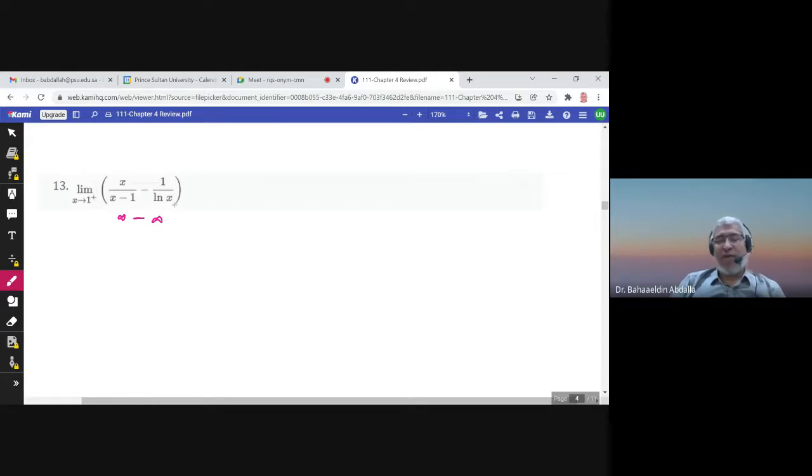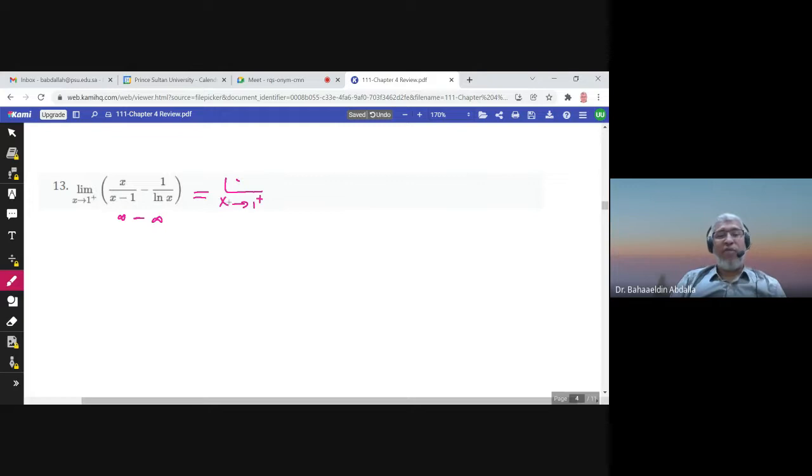ln 1.1 is a positive number, so again the limit is infinity. ln 1 is 0, but ln 1.1 is positive. So it is infinity minus infinity. You have to make sure that it's infinity minus infinity, not infinity plus infinity or negative infinity minus infinity, because the answer would be negative infinity or infinity in that case. What to do when I have infinity minus infinity, because this is an indeterminate form?